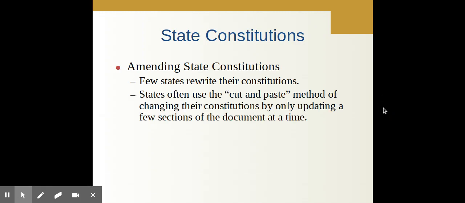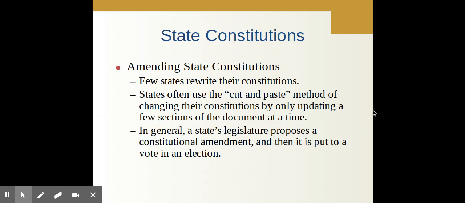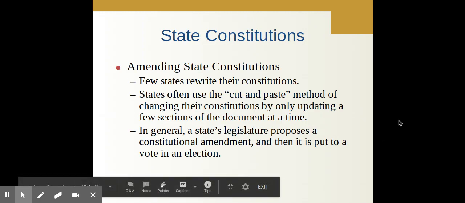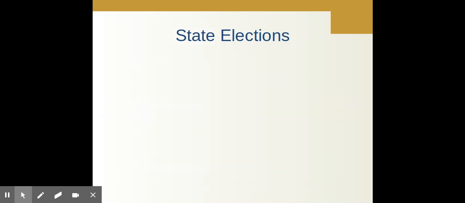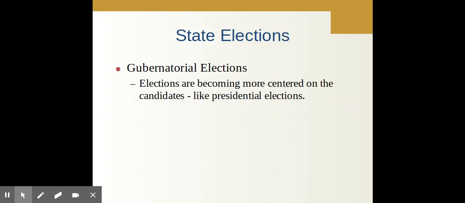Few states rewrite their constitutions. States often use cut and paste methods of changing their constitutions by only updating a few sections of the document at a time. In general, state legislatures propose a constitutional amendment and then it is put to a vote for election. In Pennsylvania, it has to be proposed by 2 sets of state legislatures, so they have to pass it more than once, and then it goes to the voters. Some states do allow citizen initiative, so they can start a referendum vote where they are the ones that begin the amending process.